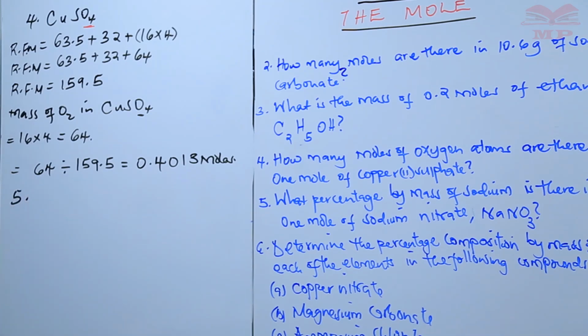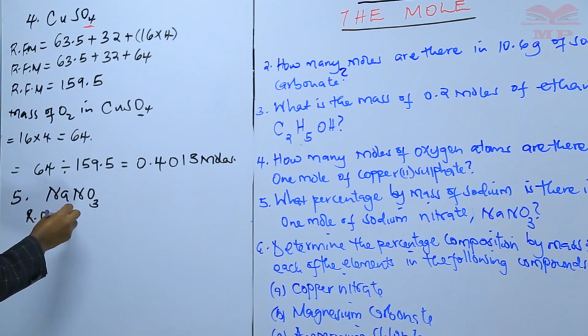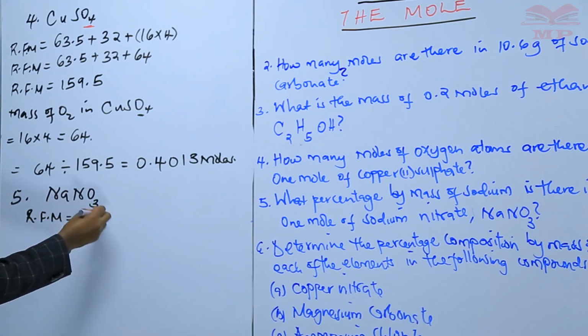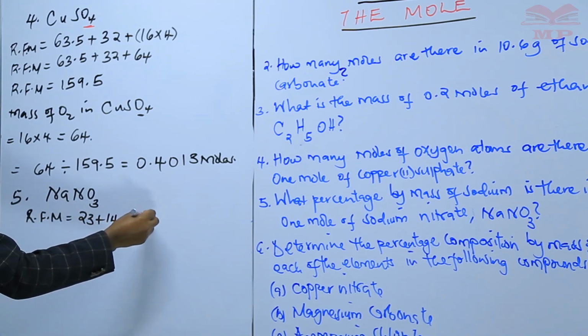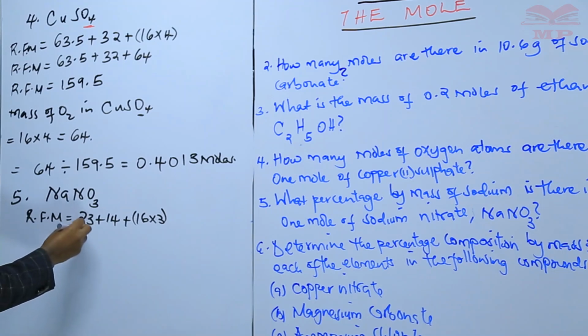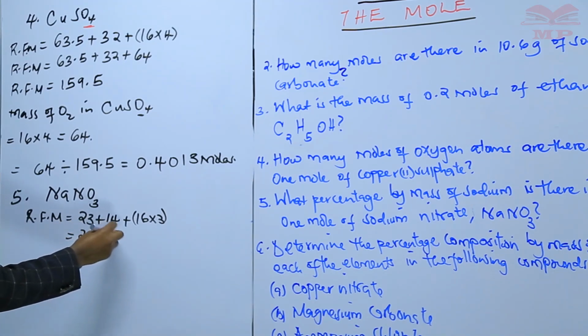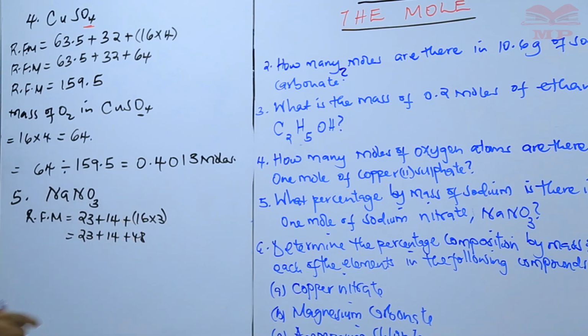So in sodium nitrate, we need first of all to get the relative formula mass. And the RFM is given by the mass of sodium, which is 23, and you have 1 atom. The mass of nitrogen is 14. And the mass of oxygen is 16, and there are 3 atoms. And therefore, this is 23 plus 14 plus 48, which gives you 85. So the RFM of sodium nitrate is 85.